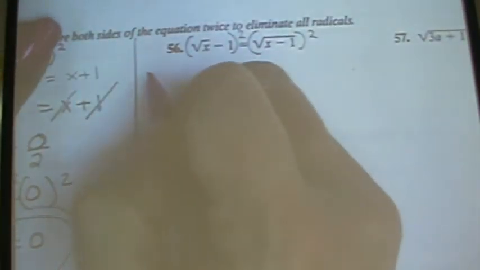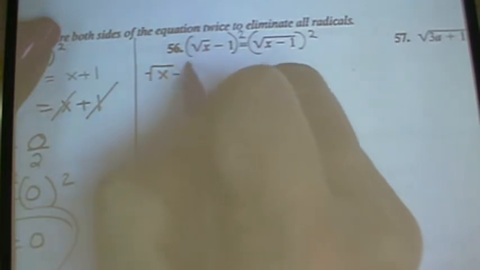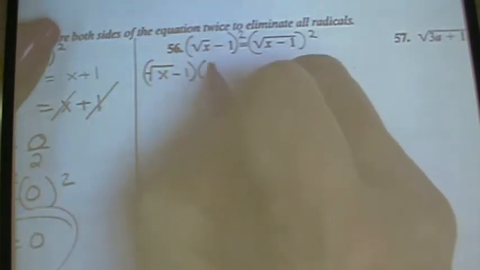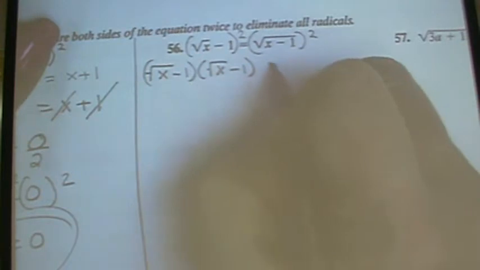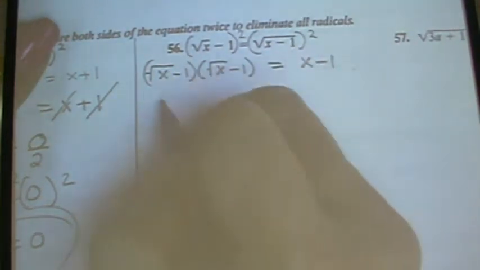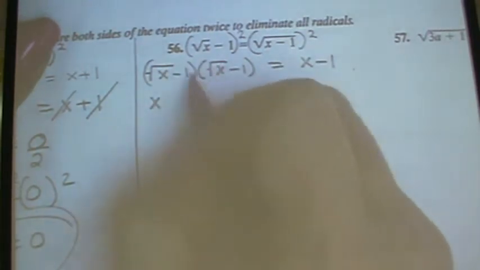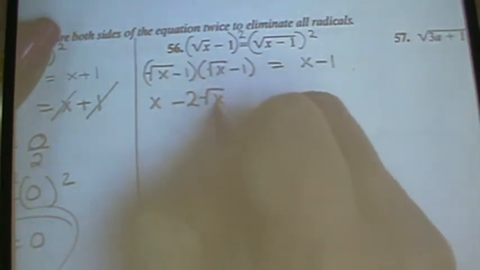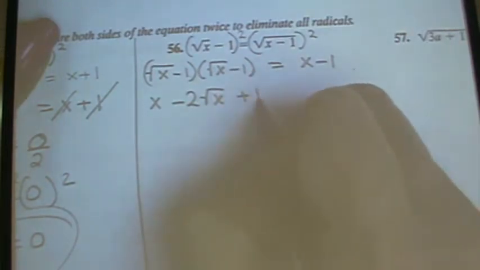For 56, same thing. You're going to square both sides. It looks like the same problem, but it's not. So, when you square this side, I'm going to write it out. You have 2 of these. This is just going to be x minus 1. So root x times root x is x, and then you have 2 of these. And negative 1 times negative 1 is 1.